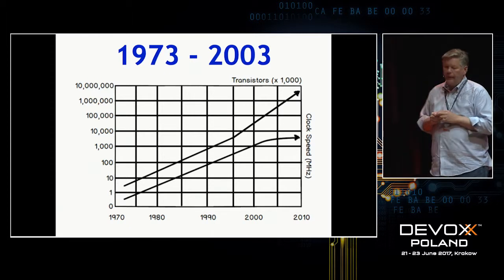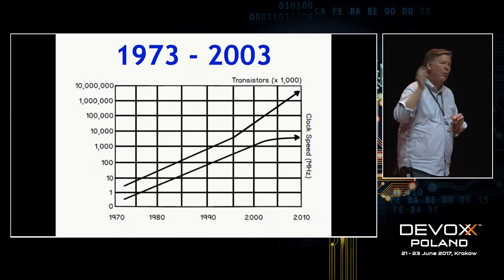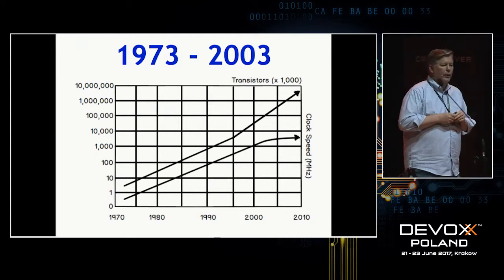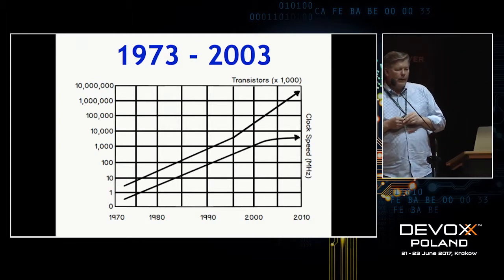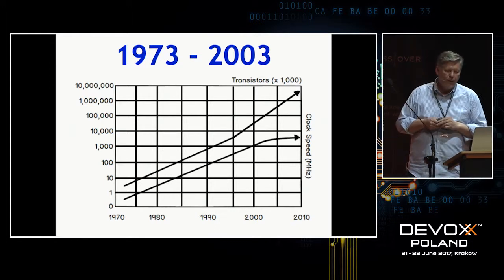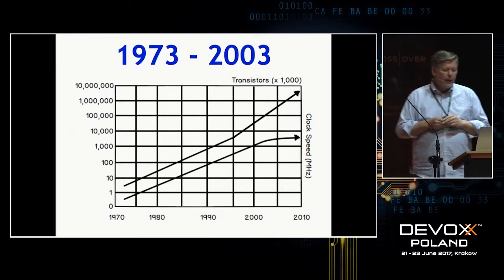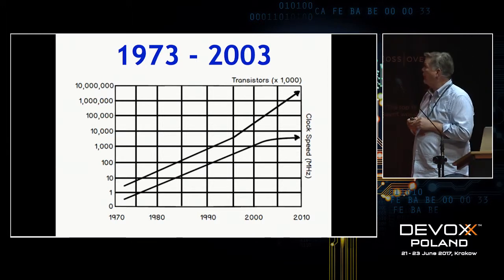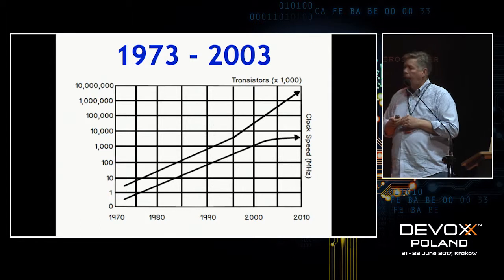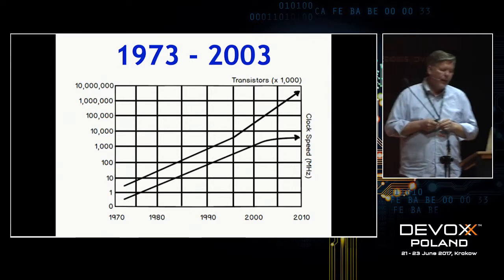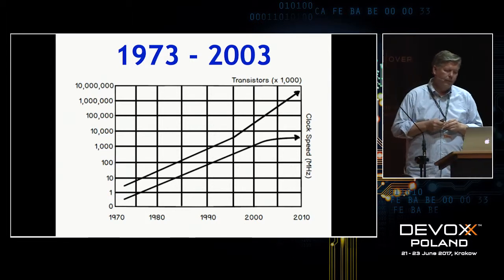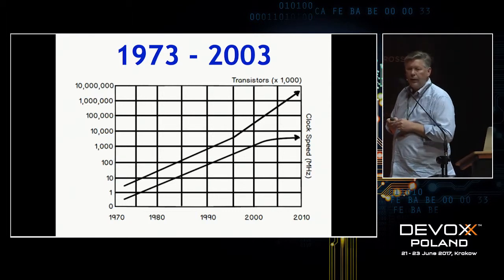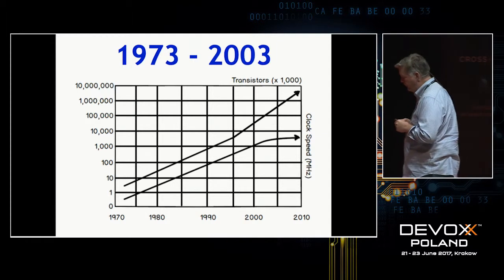In the year 1973, look at what kind of processors were available. The clock speed of most processors in 1973 was less than 1 megahertz, and there were probably about 7,000 to 8,000 transistors available.